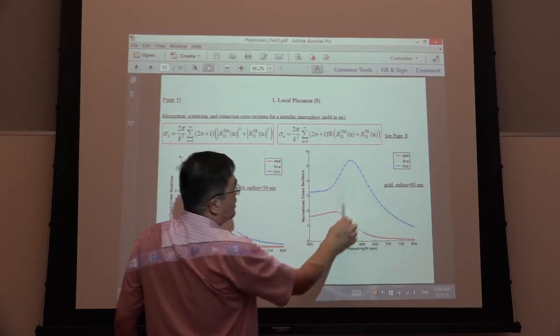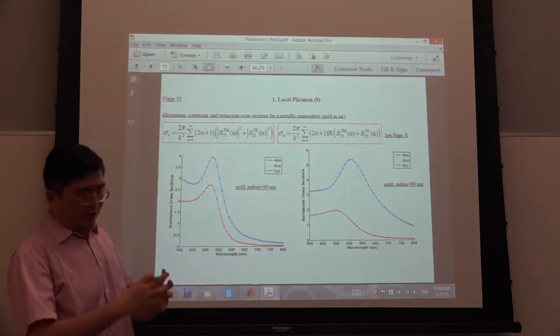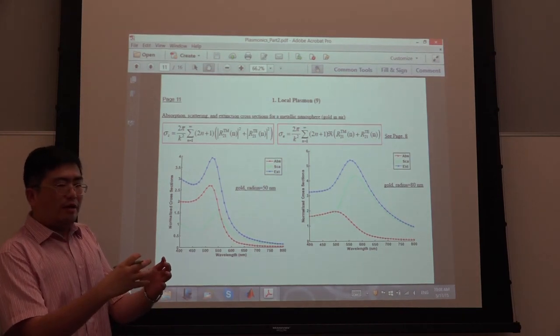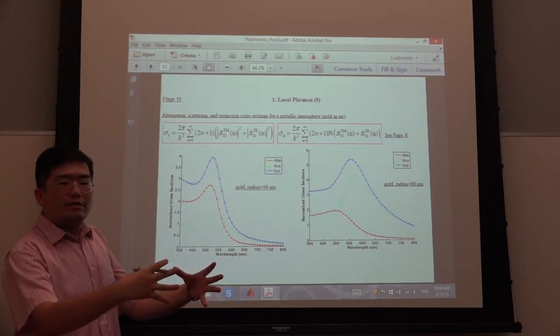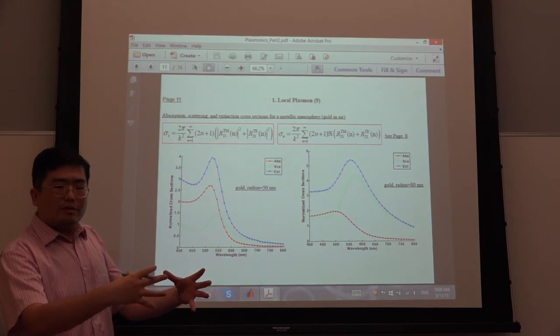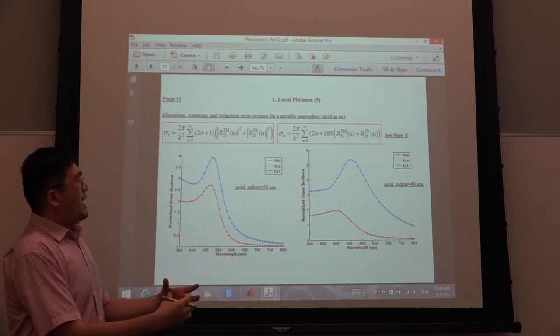Okay, you can see here, for a larger nanoparticle, so increase the size of the nanoparticle, you increase the scattering ability of the nanoparticle. Okay, so this is an important thing. You have to choose the particle size.